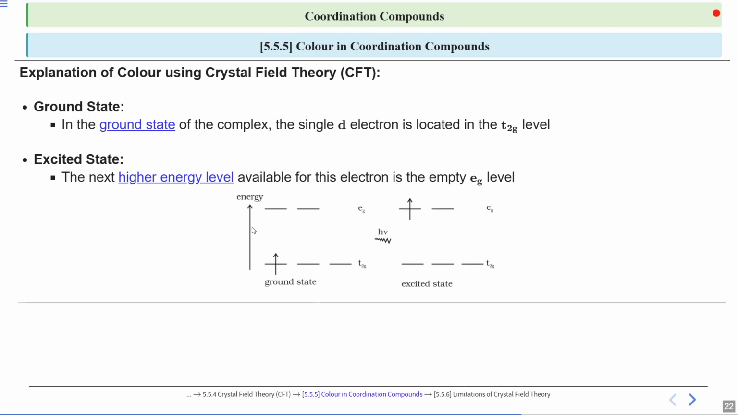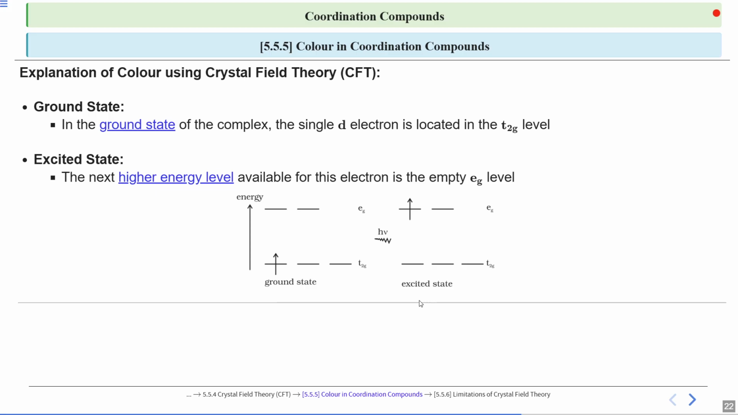So you can see this is the ground state representation, where in the t2g we have one electron in the ground state, and eg has no electron, empty, because this is only a d1 system in the Ti3+. When it is going to the higher or excited state, after losing some amount of energy in the form of light, in the excited state the only available energy level is the eg level for this electron to fill into.